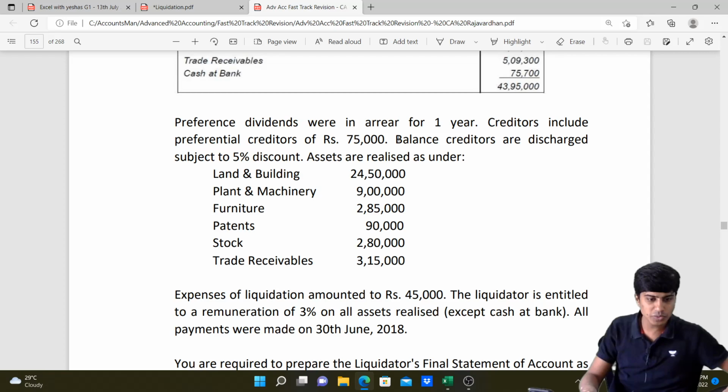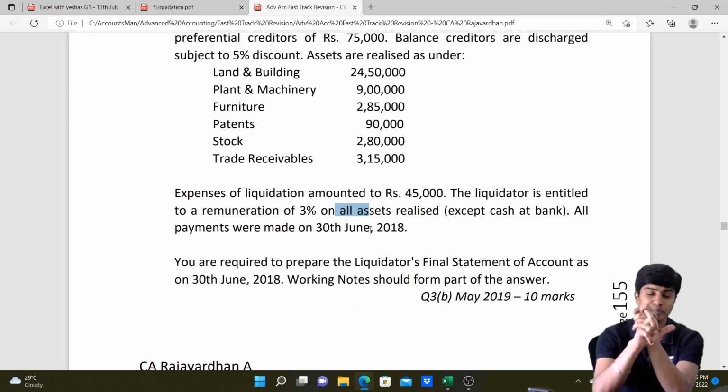Liquidator is entitled to 3% remuneration on all assets. Note this, note this, note this. They've used the words all assets. Whenever they use the words all assets, what do we do? We compute the liquidator's remuneration of 3% on assets not specifically pledged plus the total of assets specifically pledged. Not just on the surplus, but on all the assets specifically pledged. All payments were made on 30th of June 2018. Great. You are required to prepare the liquidator's final statement of account as on 30th June 2018. Working notes should form part of the answer. Come on, let us get started.